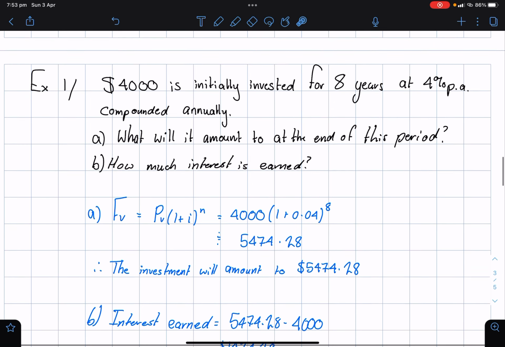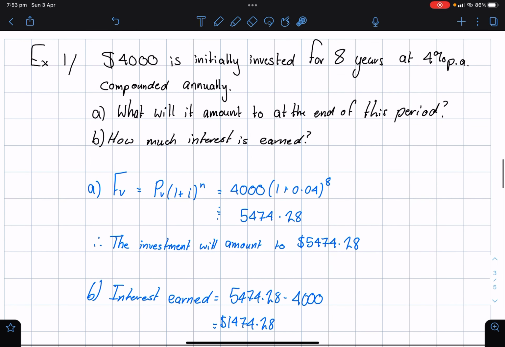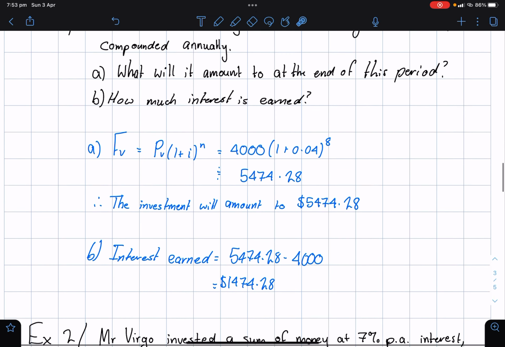Part B, the interest earned over that period. We take the total value of the account, take away the initial value that was invested, and we're left with the interest earned. Okay, so $1,474.28.